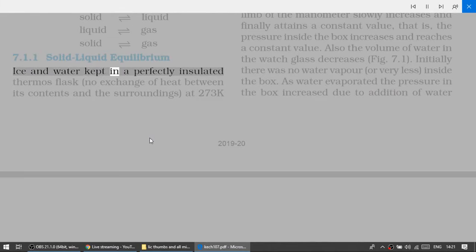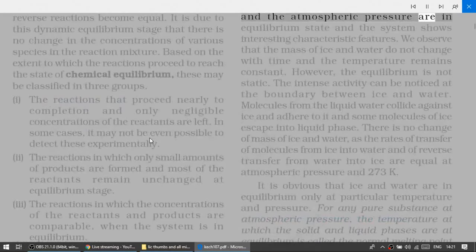Ice and water kept in a perfectly insulated thermos flask, with no exchange of heat between its contents and the surroundings, at 273 K and the atmospheric pressure are in equilibrium state, and the system shows interesting characteristic features. We observe that the mass of ice and water do not change with time and the temperature remains constant. However, the equilibrium is not static.